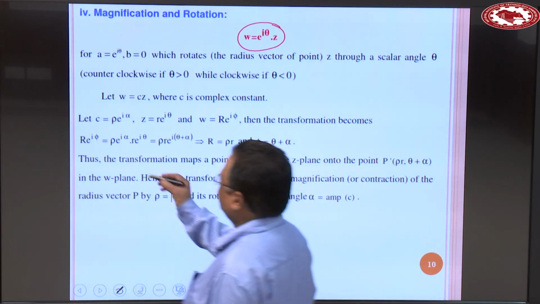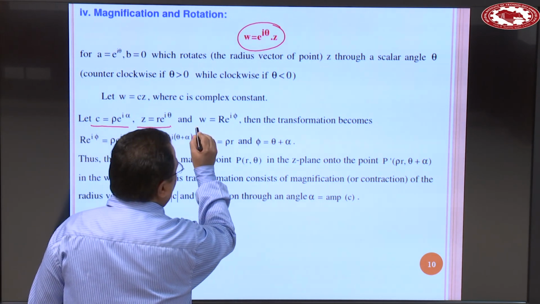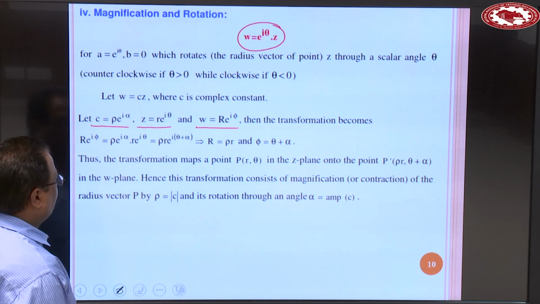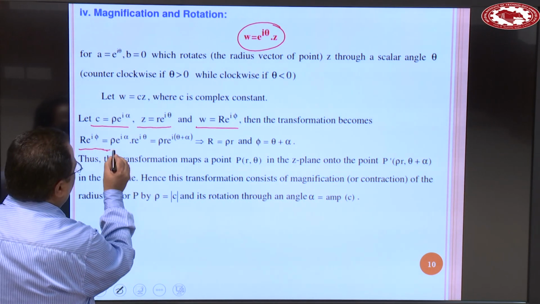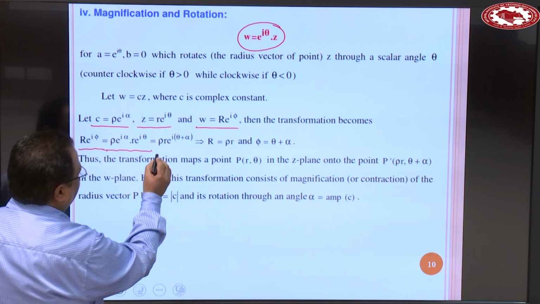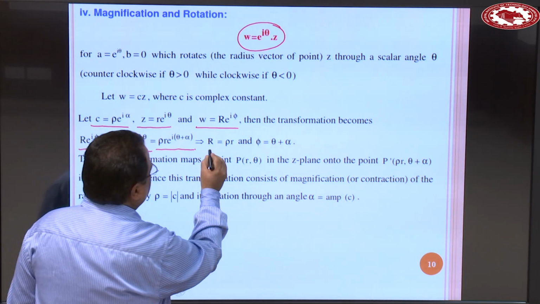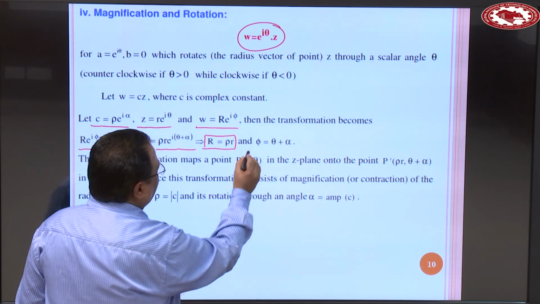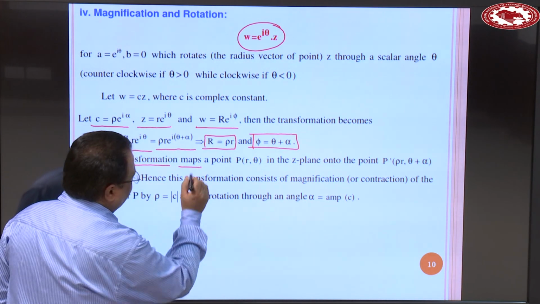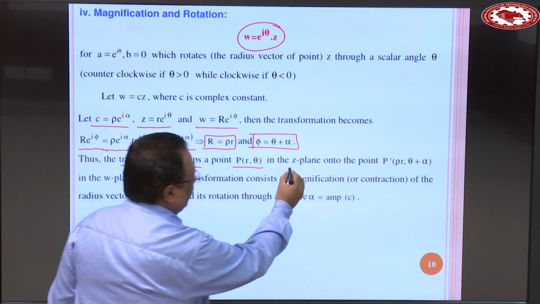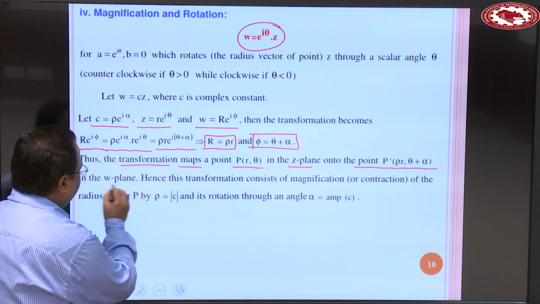Okay. Then let c is equal to rho e raised power iota alpha, z is equal to r e raised power iota theta, w is equal to r dash e raised power iota phi. Then the transformation becomes r dash e raised power iota phi is equal to rho e raised power iota alpha times r e raised power iota theta, which is equal to rho r e raised power iota (theta plus alpha), and it gives r dash is equal to rho r and phi is equal to theta plus alpha. So this transformation maps a point P(r, theta) in the z plane onto the point P dash (rho r, theta plus alpha) in the w plane.